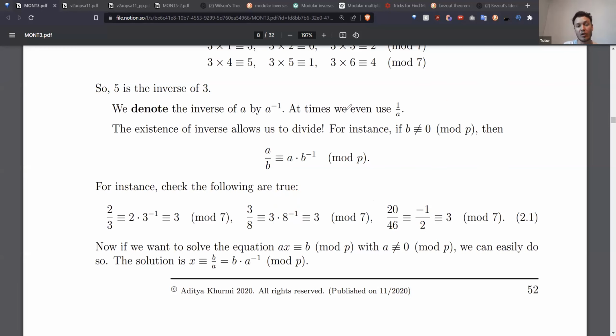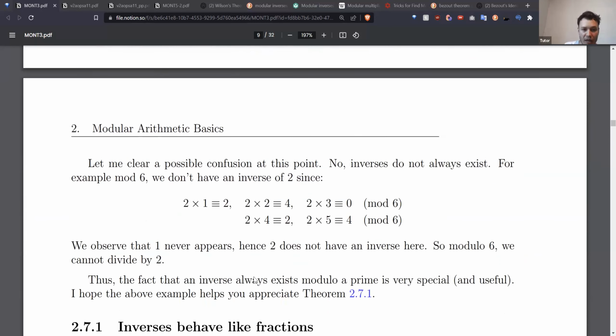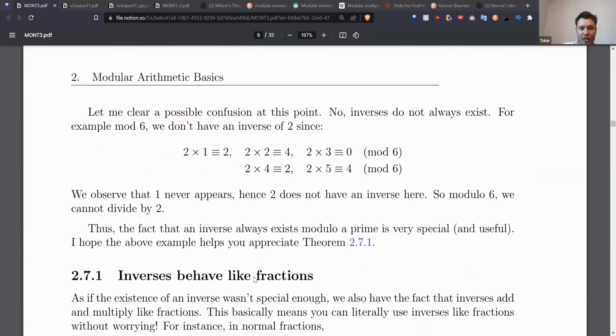Okay, so what could we do next with this? If I had AX congruent with B, I can multiply by A inverse, as long as A and P are good, right? A is not 0 mod P. If A and P are good, I can do that, and I get that X is B times A inverse.